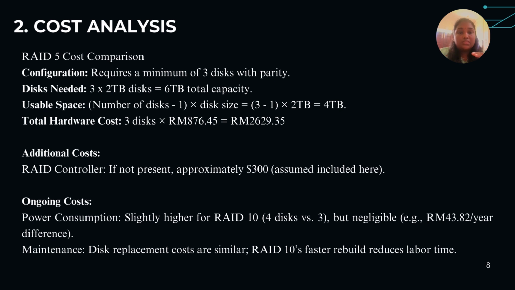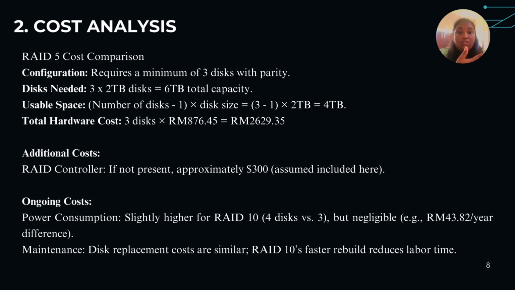Now the additional cost. When people add on something, for example, they can add a RAID controller. Sometimes it isn't provided, so people can add one if not present, approximately $300. We have to convert that to Malaysian ringgit and check what the price is here. Sometimes it might be a bit higher than that.